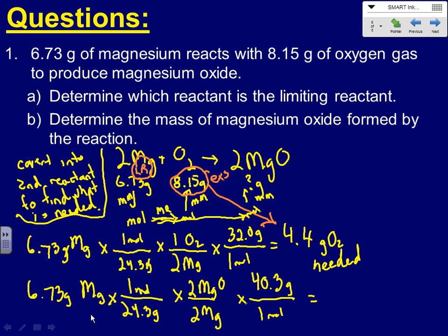Now we calculate away, and we have our product formed by using the limiting reagent. Three significant digits, please, when we round this one. 11.2 grams MgO produced. Okay?